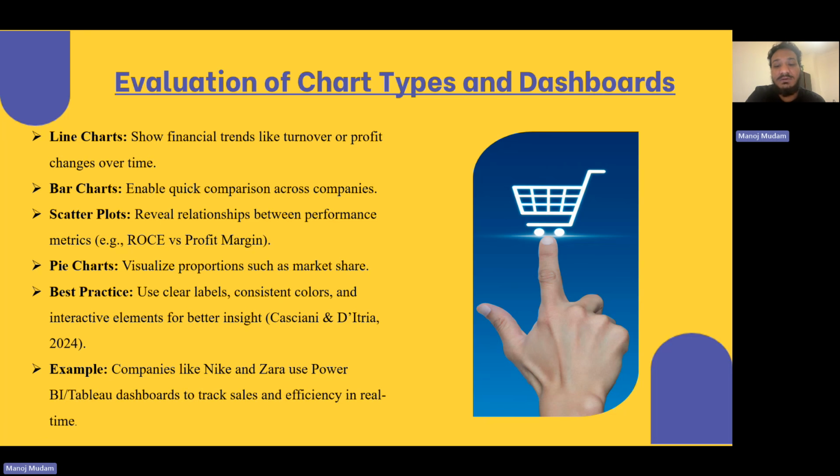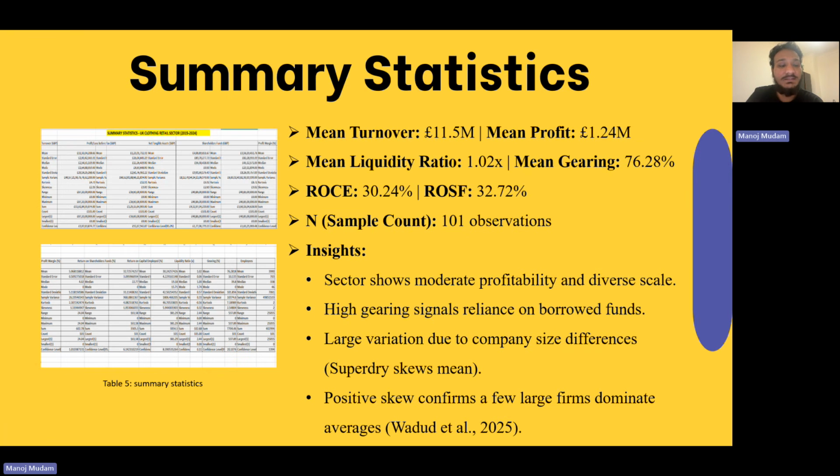And the real examples are like Nike and Zara, which utilize Power BI to monitor performance in real time. Properly selected visuals help to decide, improve data capability, and enable quicker decision making. And going to slide 8, summary statistics.